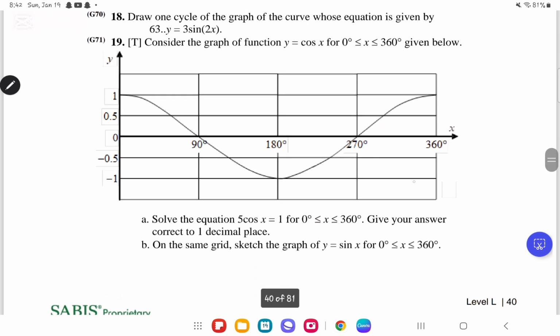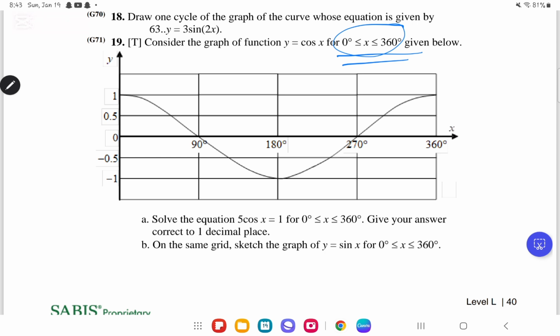Let me move on to number 19. So they told us, consider the graph of function y is equal to cosine x, in the interval 0 degrees to 360 degrees. That means they are saying it will repeat itself every 360 degrees. In this case, I think this is true.